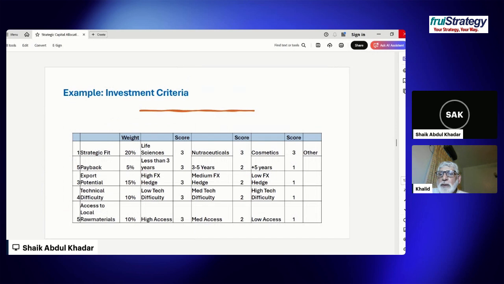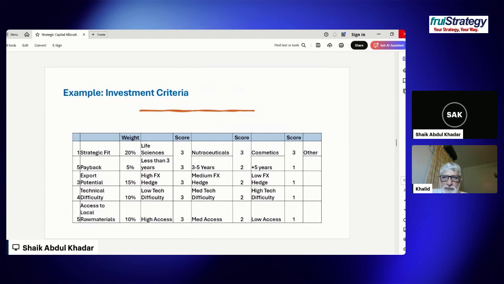Well, I think I need to reallocate. It should total to 100. So the weightage has to be 100. But then there is a scoring system. So the scoring system that I have put in is 1, 2, 3. So the most attractive is 3.